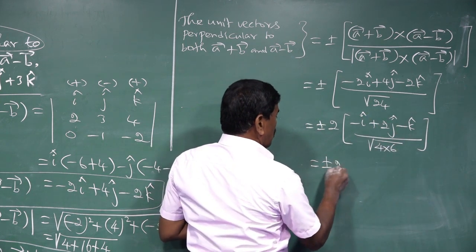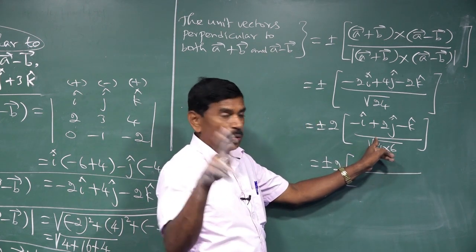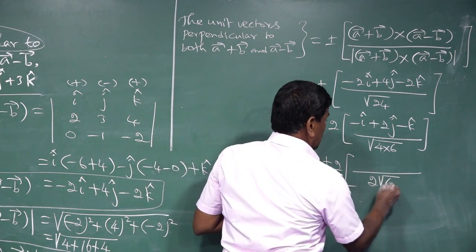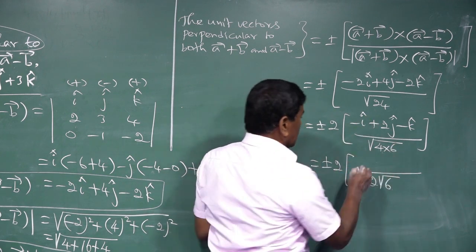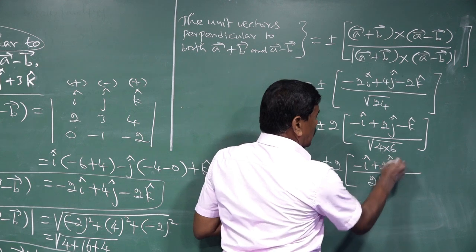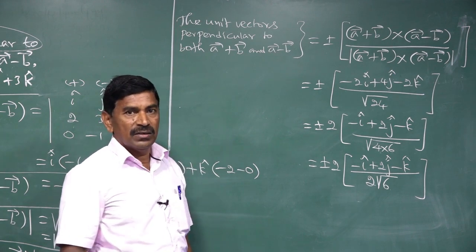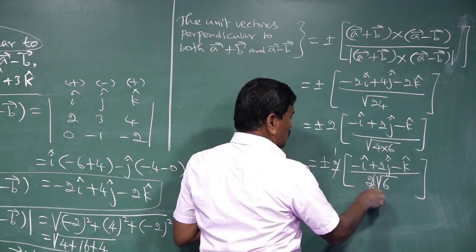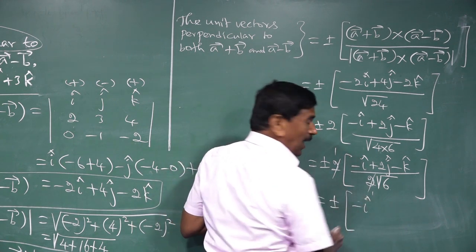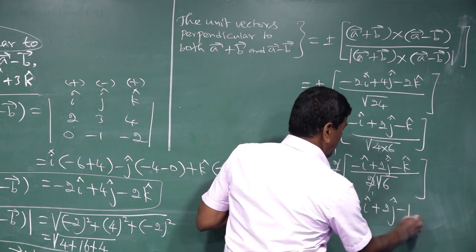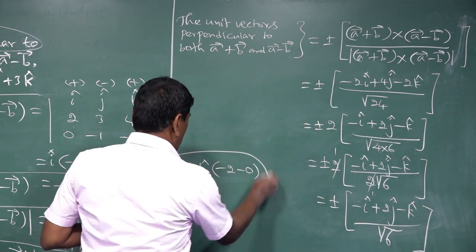Next step, plus or minus 2 into what is the denominator? Root 4 equal to 2. So 2 into root 6. 4 comes outside becomes 2 and 6 remains under the root itself. Write the numerator as it is: minus i cap plus 2 j cap minus k cap. Complete the bracket. Now any cancellation? Yes, 2 cancels with 2. Which is equal to plus or minus bracket minus i cap plus 2 j cap minus k cap divided by root 6.